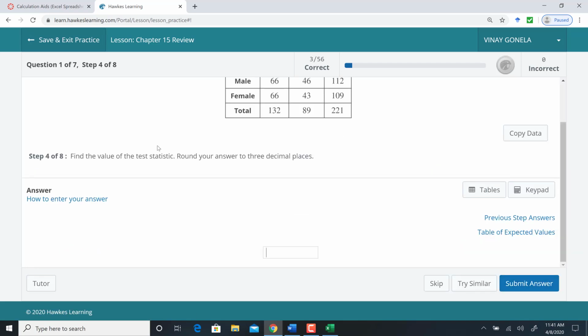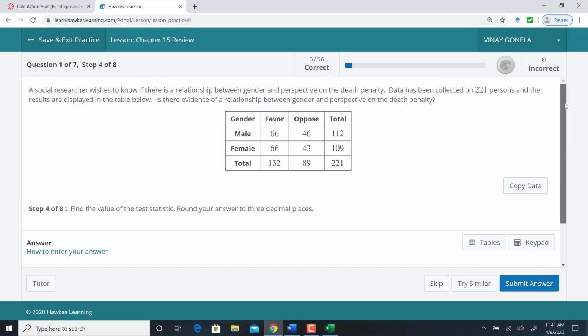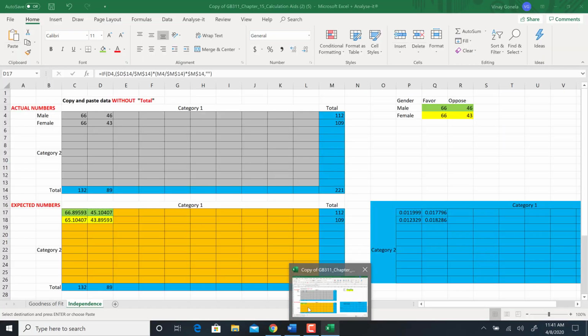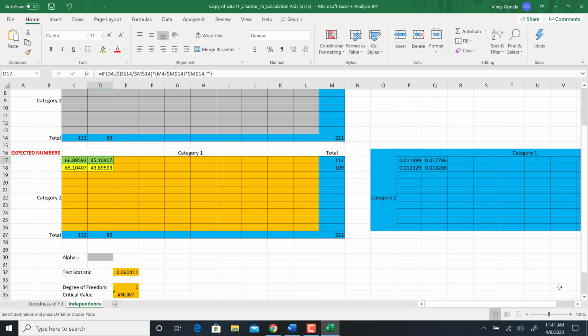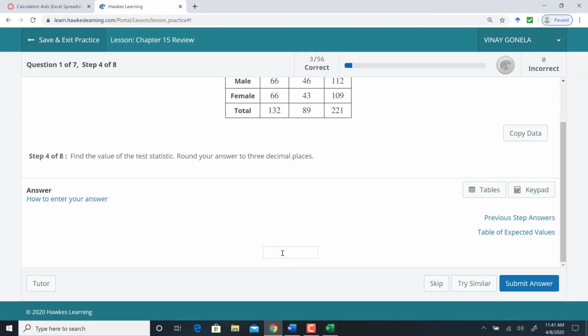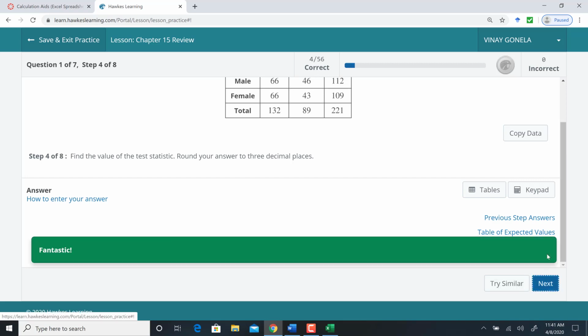So now find the value of the test statistic. So what is the test statistic value? I go here, again the test statistic value. If I go down, this is the test statistic value, 0.0604. So I will copy that and paste it here. So that is my test statistic value.